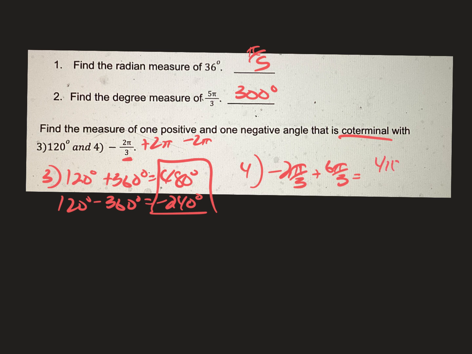If you add those together, you get 4 pi over 3. And then I'm going to subtract the 6 pi over 3, and we're going to get negative 8 pi over 3. So those are my 2 answers for number 4.